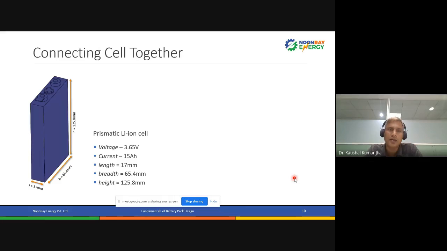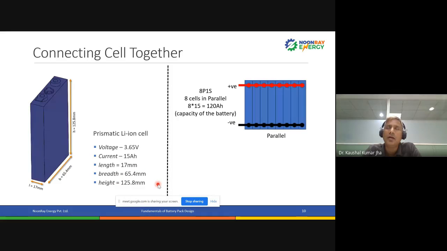So how do you make up a battery pack? First, you have to connect the cells together. Here I have taken an example of a prismatic lithium ion cell where the voltage is 3.65, capacity 15 ampere hour, and the length, breadth and height are all given. Now, what I discussed there is the MPNS theory. So if I'm going to make an 8P1S, where 8 is M and 1 is N, what does it mean?